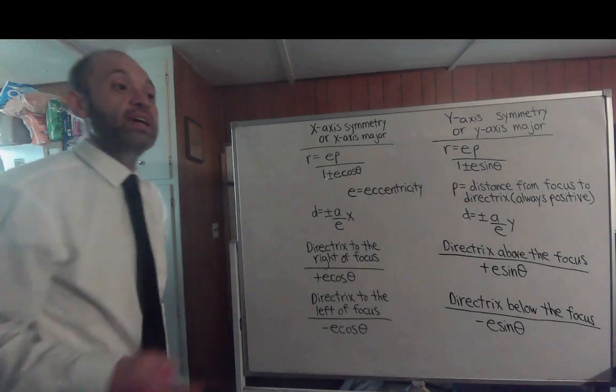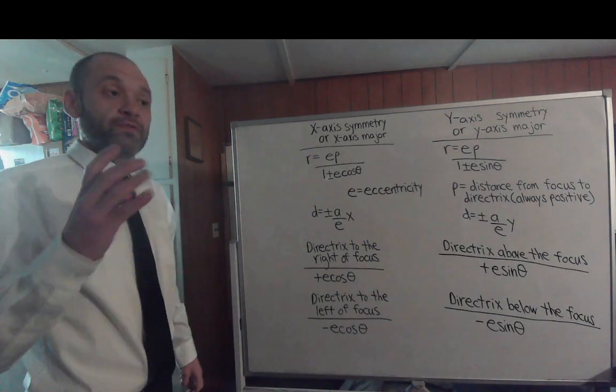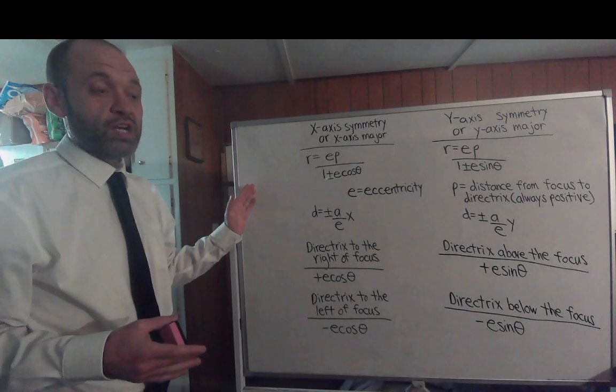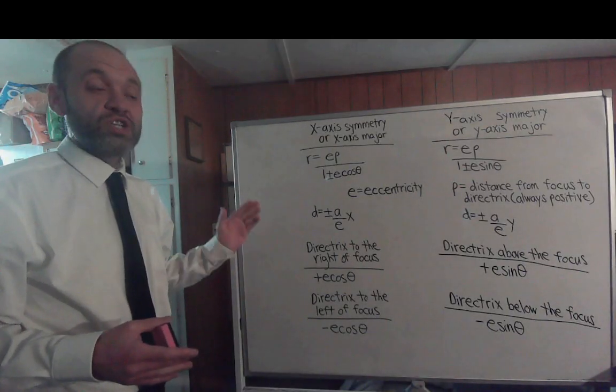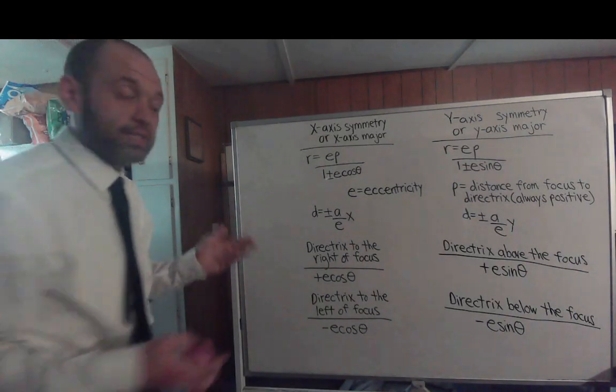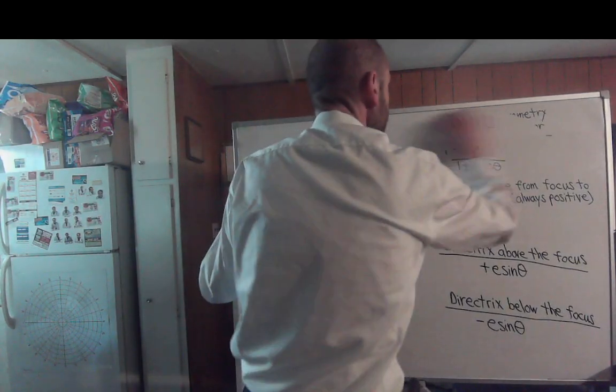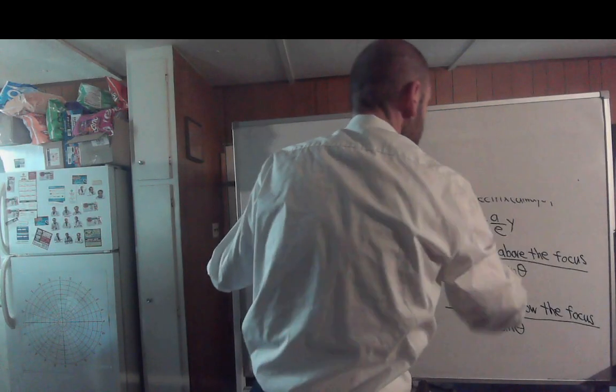But having said that, let's go ahead. For the first few exercises, we're just going to be given the polar equation of a conic section, and we're going to identify what it is. So let's go ahead and do that. This will actually probably be the easiest part of the lesson.